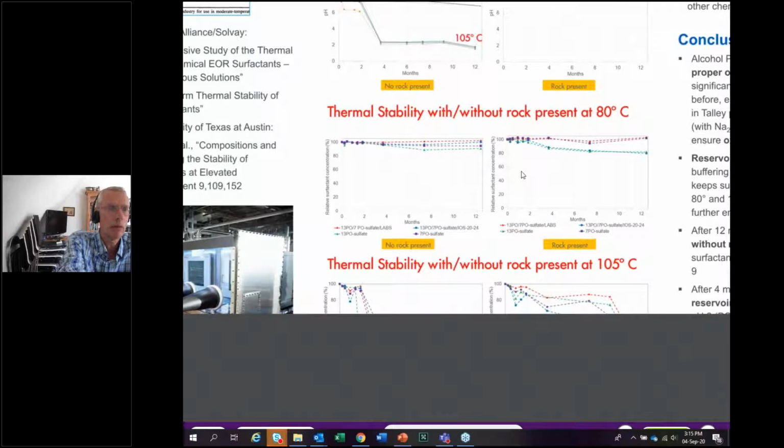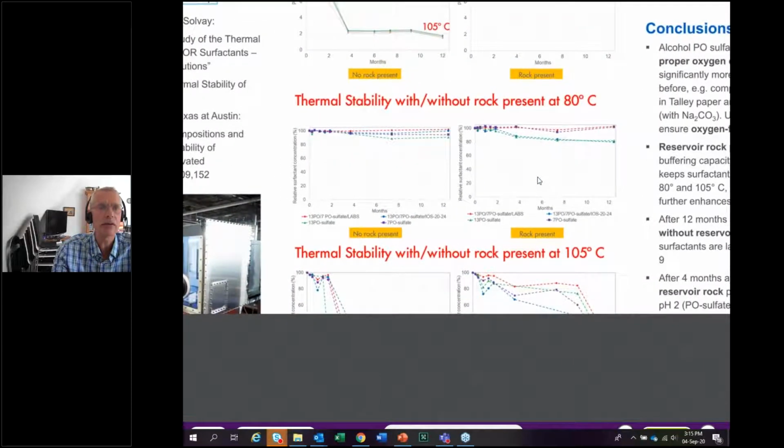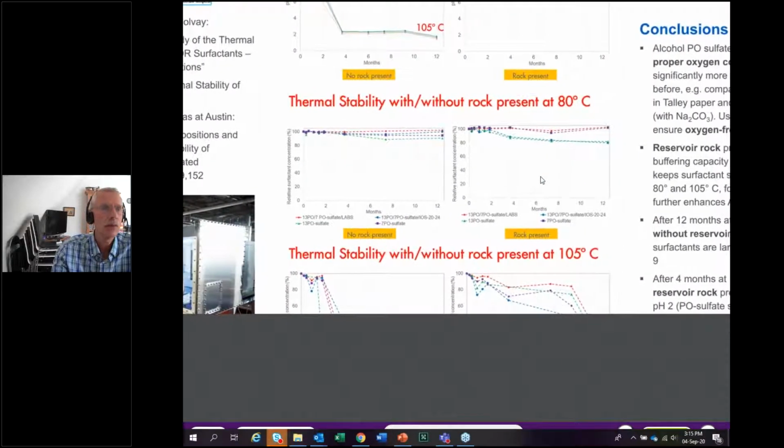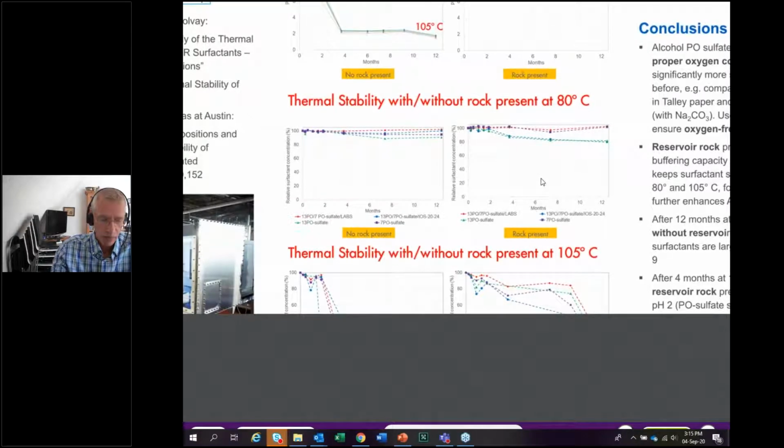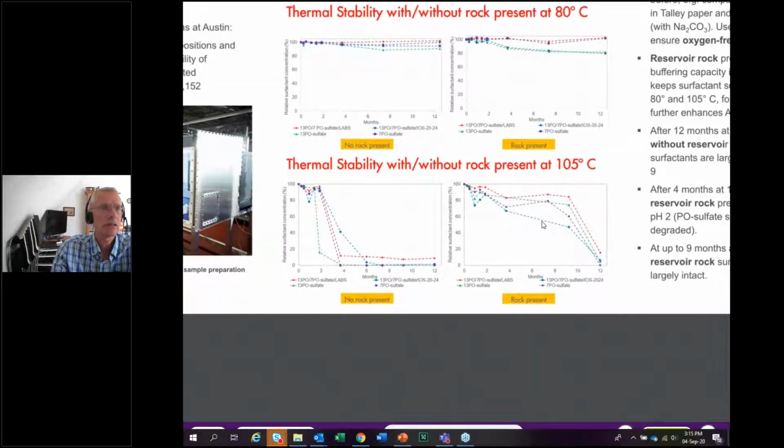With and without rock, they all look pretty well stable, well above 80%. I think there's not a lot of difference between these two. I know there looks to be a small difference between the left and right, but I think they're all approximately the same. Then when you go to the 105 set, it's the same measurement we're showing here, the relative concentration with and without rock.